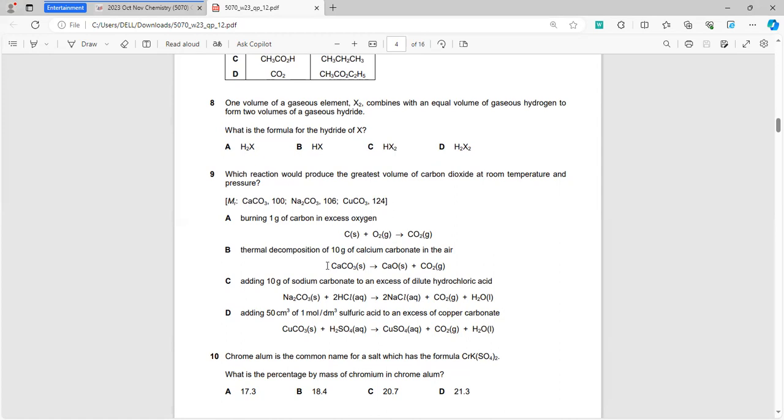How can we find this out? By calculating the moles. We will divide the mass, 10 grams, by its Mr, which I think will be 100, and so 10 divided by 100 will give me 0.1. Now what will I do?